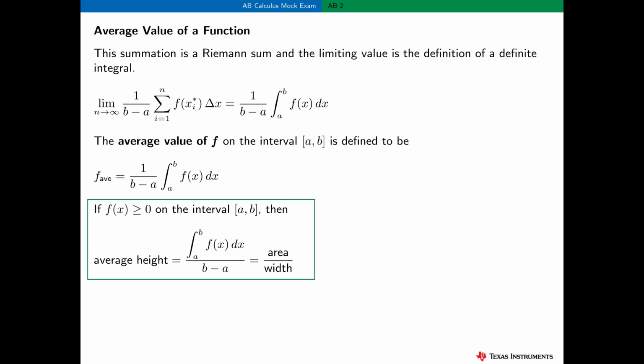If f is a non-negative function on the interval a to b, then the average value can be interpreted as the average height of the graph of f, and it's equal to the area under the graph of f from a to b divided by the width of the interval. It's pretty easy to sketch an example of this application to help justify this interpretation.